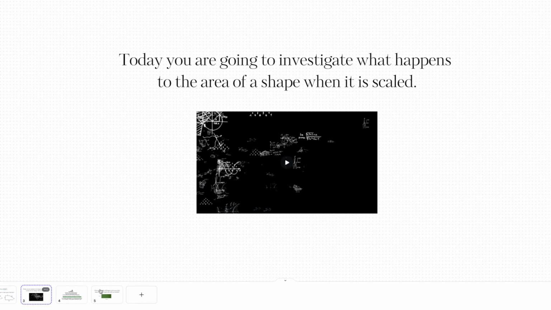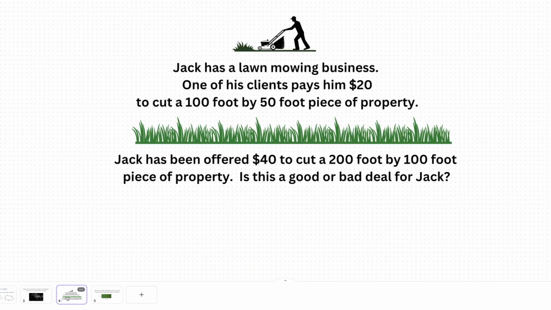Here's the scenario. Jack has a lawn mowing business. One of his clients pays him $20 to cut a 100-foot by 50-foot piece of property. The property is a rectangle. Jack has been offered $40 to cut a 200-foot by 100-foot piece of property. So is this a good or bad deal for Jack?